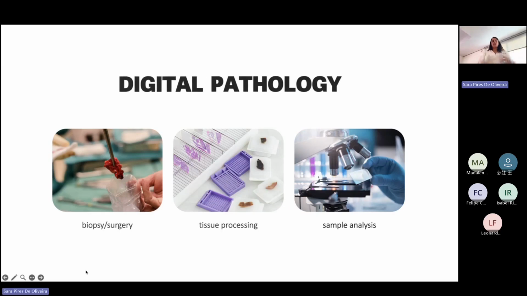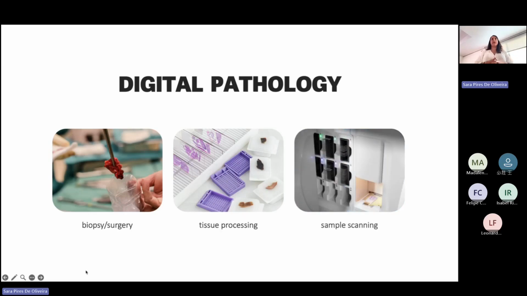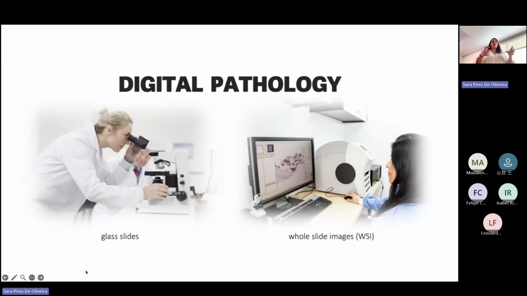With the transition to the digital workflow, now we have scanners. And so these tissue samples are now digitized, and the pathologists can have high-resolution images. They don't have to see the samples under the microscope, but they can have the images on a screen. And these types of images are called whole-slide images.